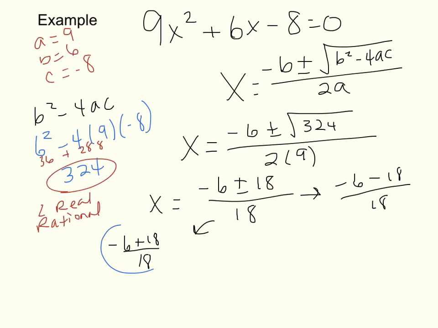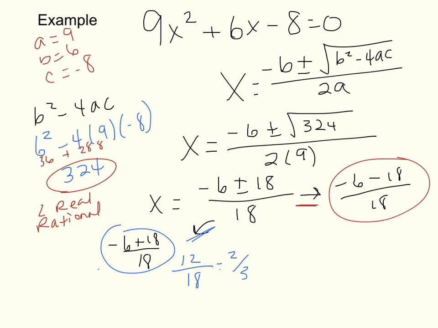So you've got two different numbers over here. So you're going to split up the plus and minus. So over here, negative 6 plus 18 over 18. So negative 6 plus 18 is 12 over 18. And then I can simplify that into 2/3. So there's one of my roots.